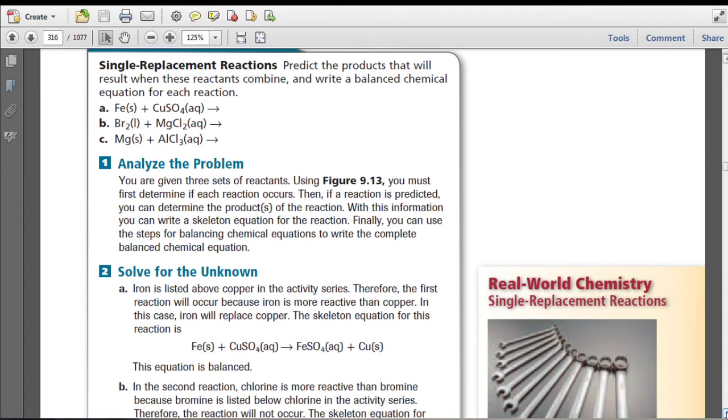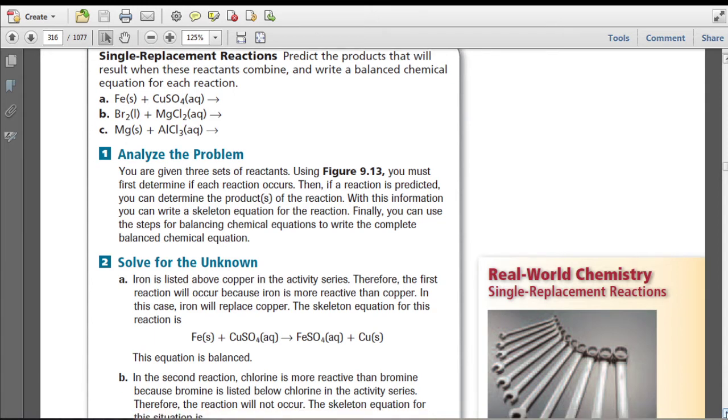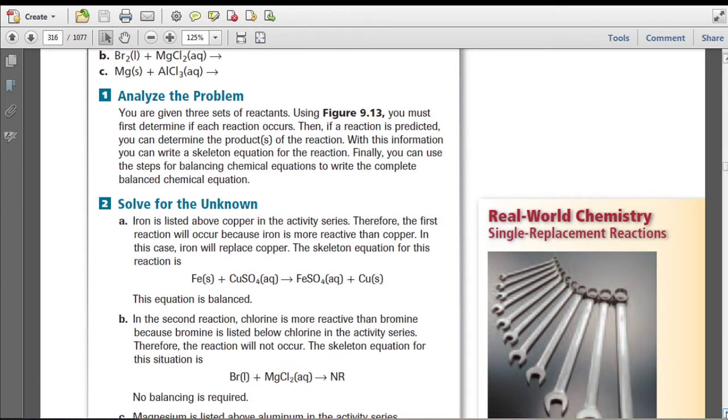So if iron were to react with copper 2 sulfate, the iron being more active than the copper would displace the copper and give us iron 2 sulfate as well as copper metal. Here we have bromine, Br2, reacting with magnesium chloride. Because bromine is not more reactive than chlorine, we would not get a chemical reaction.